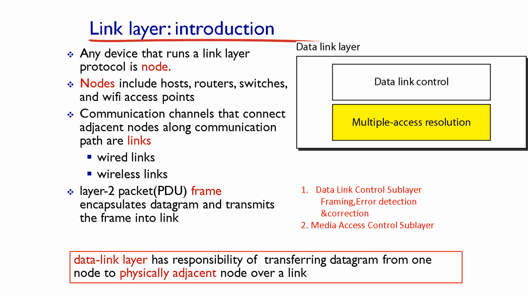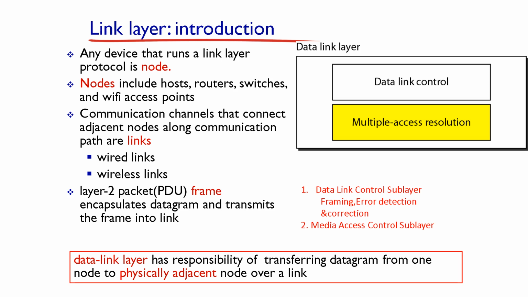The layer 2 packet, or the PDU at layer 2, is known as a frame, and the main service provided by the link layer is framing. It encapsulates the datagram into a frame and transmits the frame into the wired or wireless link.